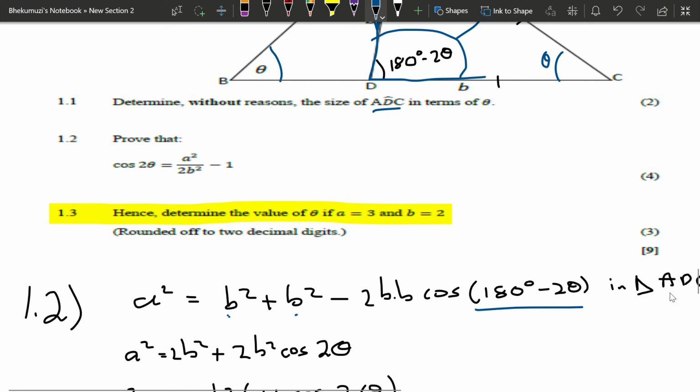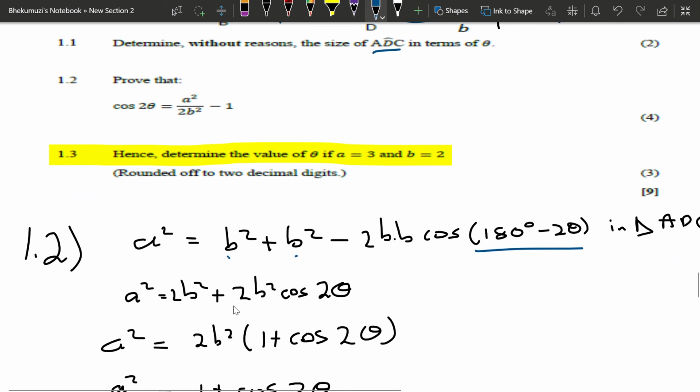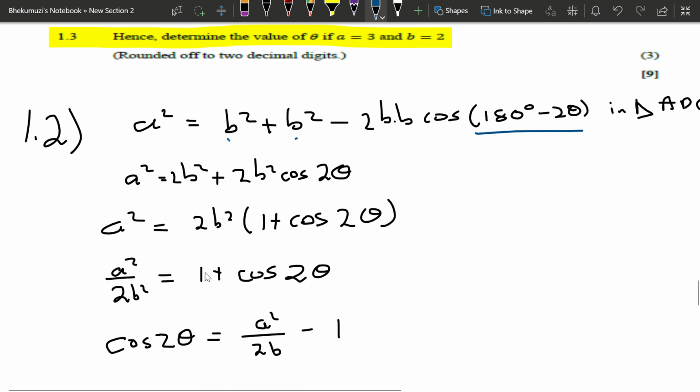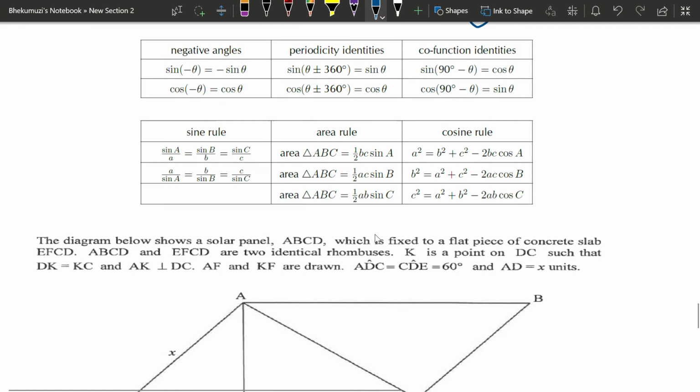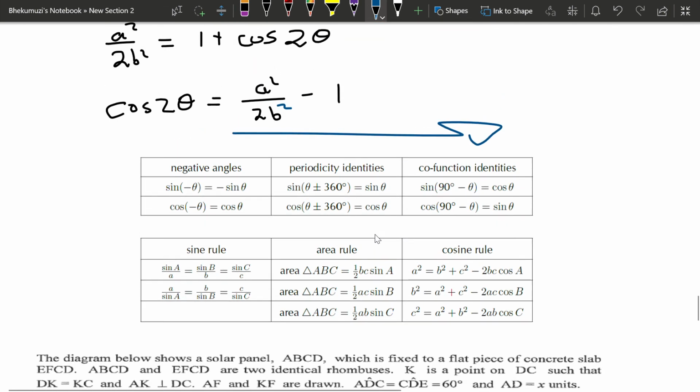And so in triangle ADC, we just simplify, and as we simplify along, we would find that at the end it does give us a squared over 2b squared minus 1, right? And then lastly, you can see that I've just summarized those important things: the negative signs, the identities, and also the sine rule, area rule, and cosine rule.